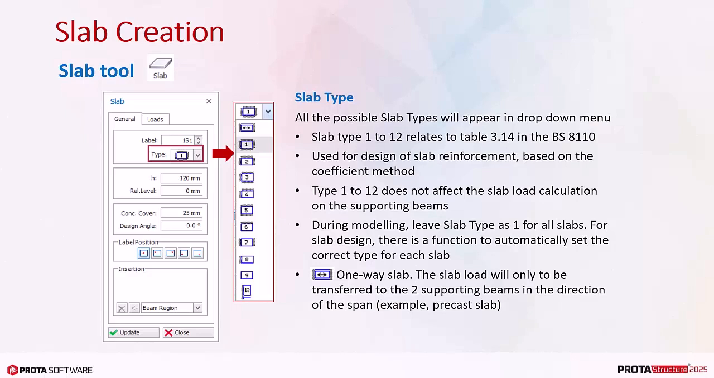One-way slab is a special type of slab. The slab load will be transferred to the two supporting beams only in the direction of the span, in contrast to all beams for type 1 slab. One example is precast slabs. The direction of one-way span must be specified in the design angle input box.